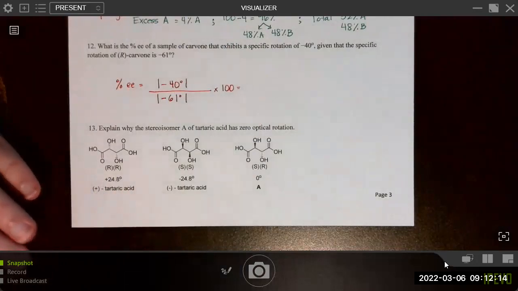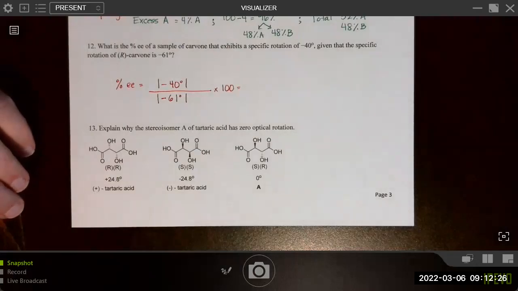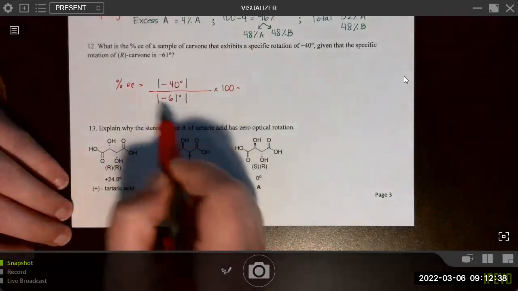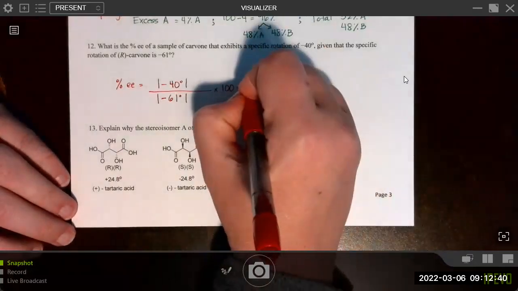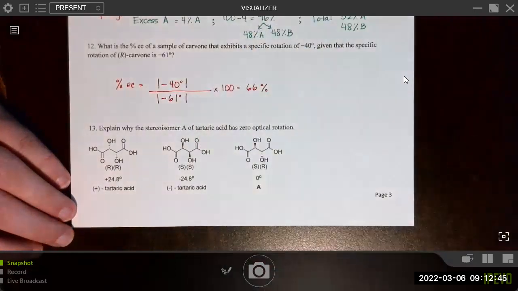We have to use our calculator, unless we're really good at math. And we have 40 divided by 61 equals, and I have 65.57, two significant figures here, so 66% EE. So that was what we asked.